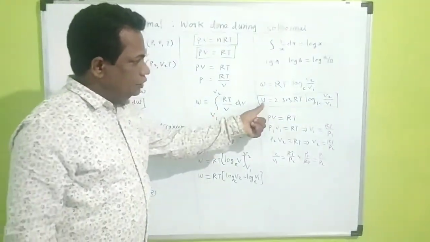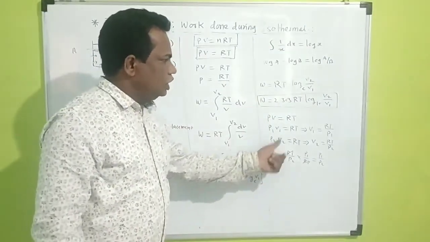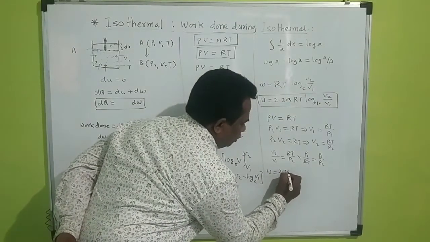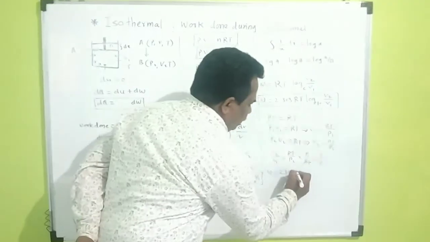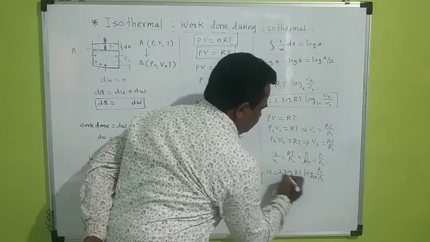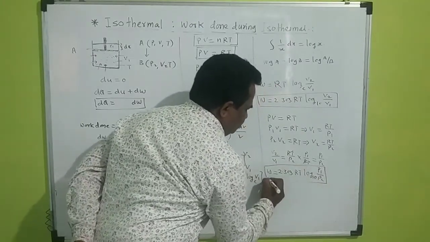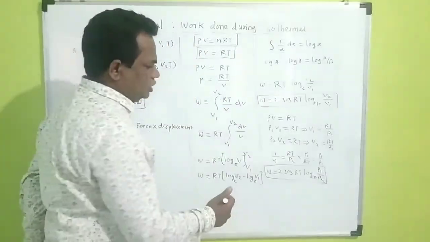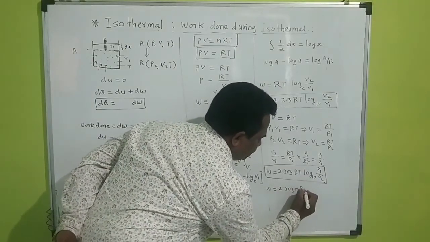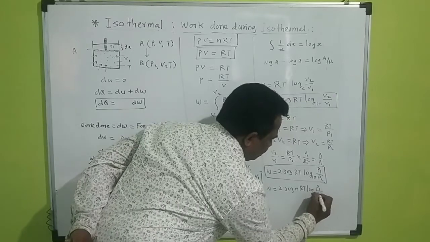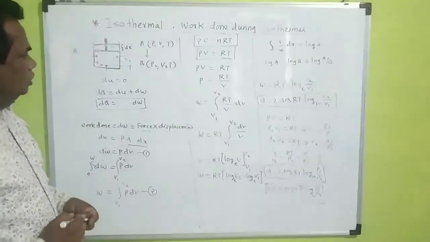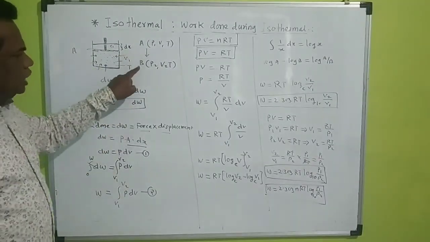So this work done value can be changed into another form, that is W is equal to 2.303 RT log to the base 10 of P1 divided by P2. This is for 1 mole of gas. If there are n moles of gas, you can multiply by n, that is W is equal to 2.303 nRT log of P1 divided by P2 to the base 10. So this is the amount of energy required to change state A to state B.